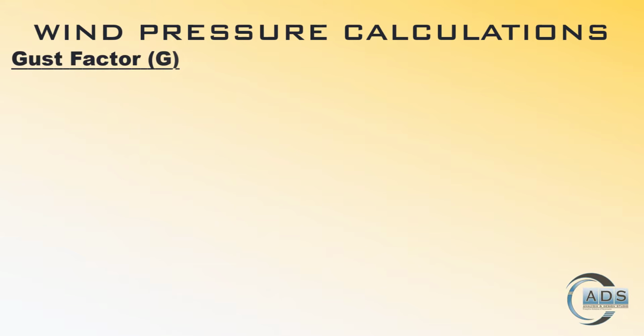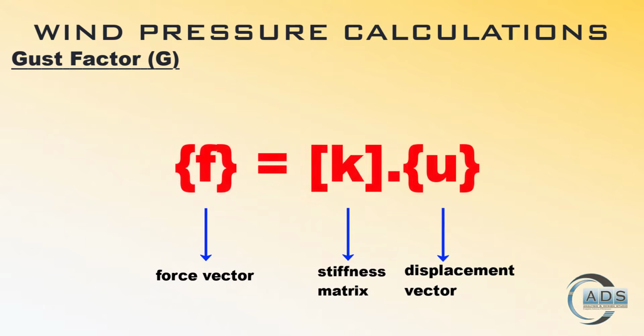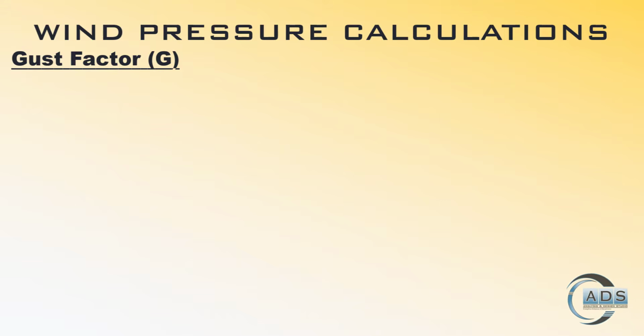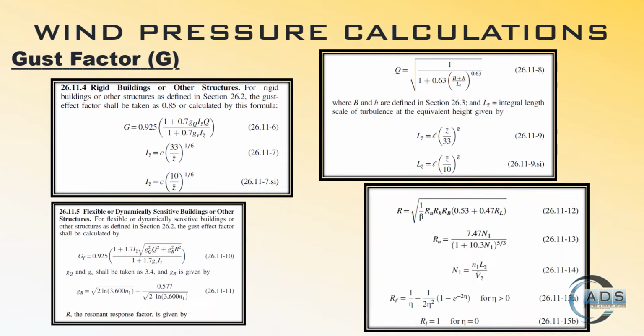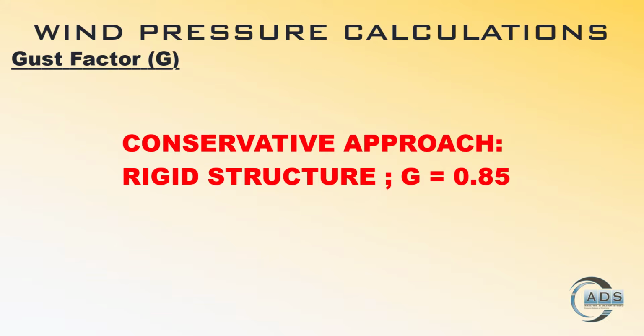Gust factor G. As we all know, the governing equation of the structural analysis is F equals Ku, which defines that the more the stiffness of the structure, the more forces it will capture. So wind pressure is highly dependent upon the stiffness of the structure. If the structure is stiff, rigid, then it will experience wind pressure that will be different than if the structure is flexible. This effect can be captured using gust factor. The specification gives equations of gust factor for both types of structures. On the conservative side, the designer considers the structure as rigid and takes G equals 0.85.